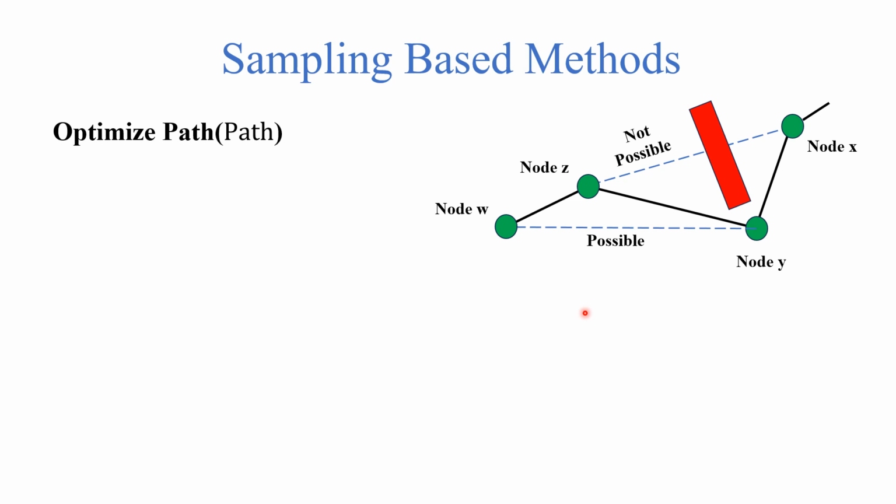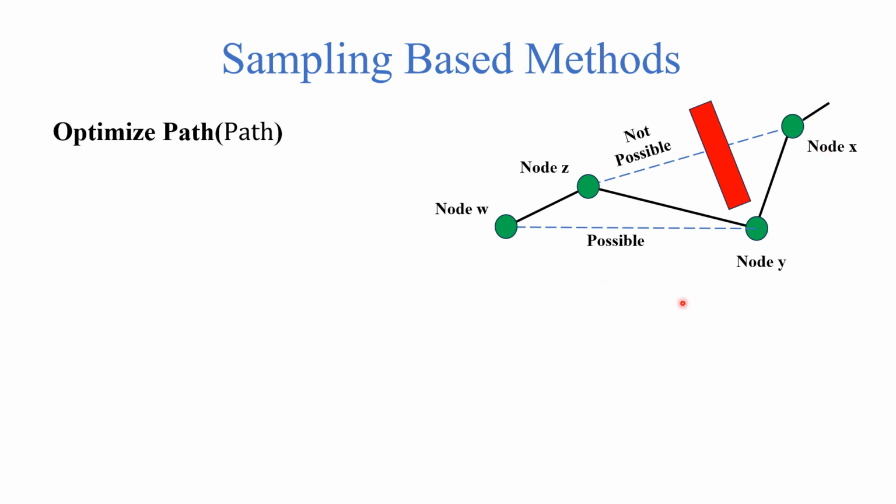So here the green nodes are all nodes located on the path from the start to the goal, and the red rectangle is an obstacle. The black edges are edges of the tree, and we call the nodes node X, Y, Z, W respectively.